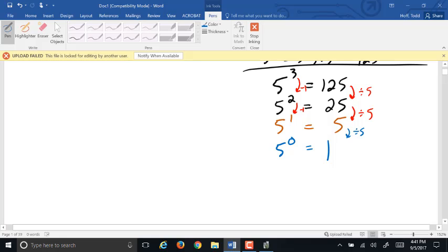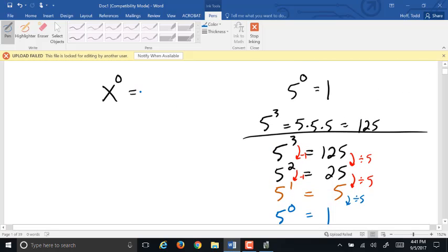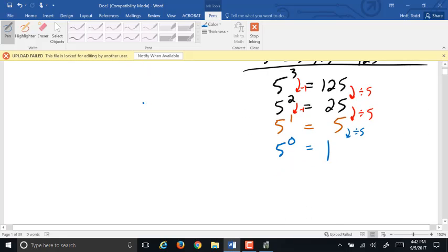And we can show the similar pattern for any number. Any number to the power of 0 is 1. So x to the power of 0 would also be 1. Now we can continue with this.